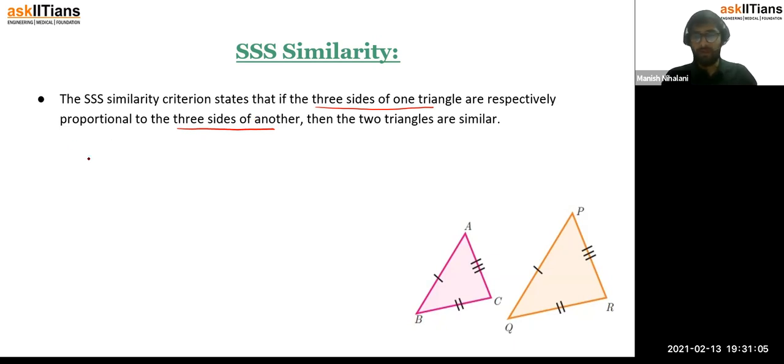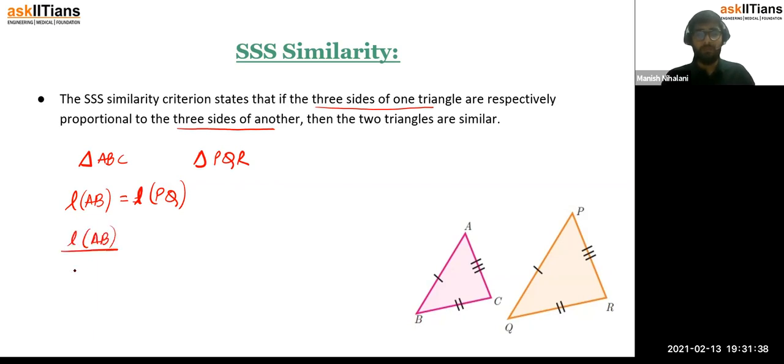If you look at the figures here, we have triangle ABC and triangle PQR. These single lines mean that AB is equal to PQ, or the length of AB is equal to the length of PQ. Or we could say that the length of AB upon the length of PQ is in the same proportion as the length of BC to the length of QR, and also the same as the length of AC to the length of PR.